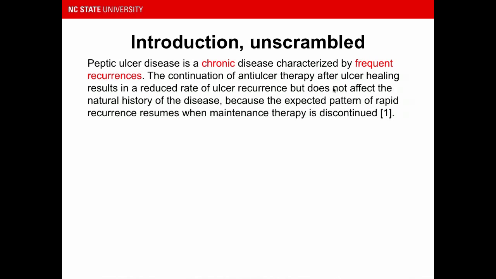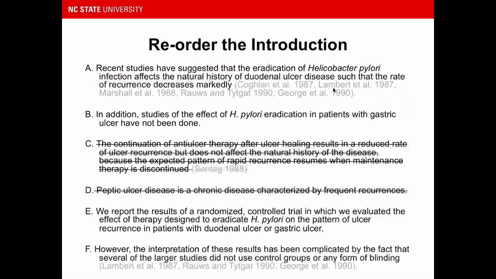And what they're saying is, okay, we know that doing therapy reduces the rate of recurrence, but it doesn't affect the natural history of the disease, because as soon as you stop treatment, the disease continues. So they've tried to address recurrence, but we haven't quite solved that issue yet. So here they're offering a generalization about the frequent recurrences of this particular chronic disease. So we move on to the next sentence.